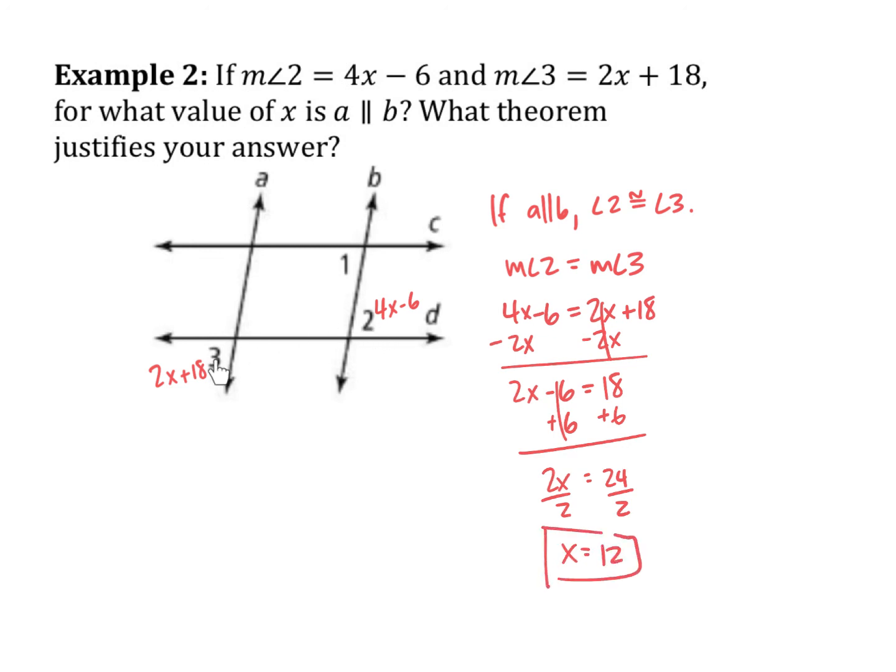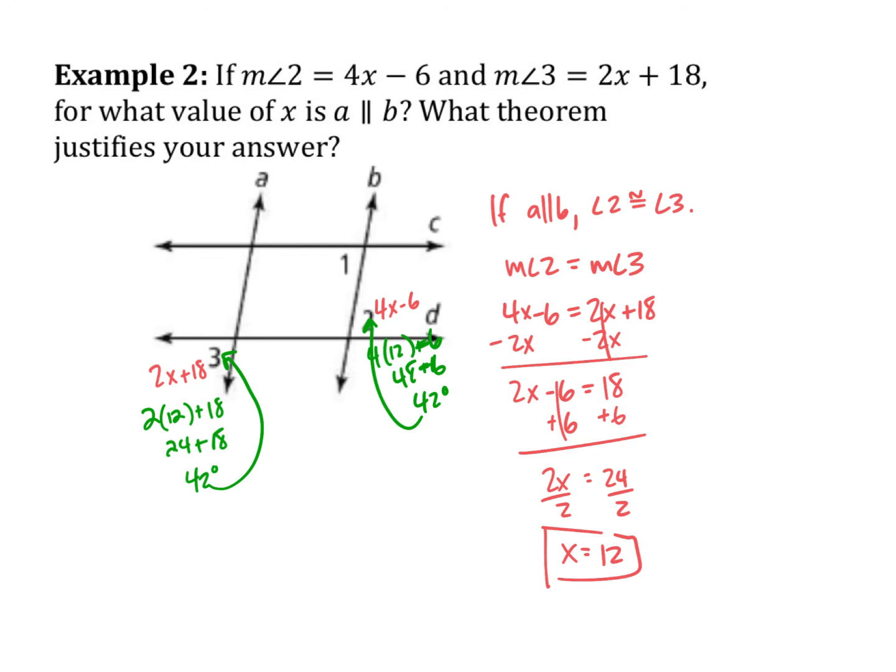That would make angles 2 and 3 congruent. Just to show you, this would be 2 times 12 plus 18, which is 24 plus 18, which is 42 degrees. This would be 4 times 12 minus 6, which is 48 minus 6, also 42. So that's 42, that's 42. My alternate exterior angles are congruent. And so if x equals 12, lines A and B would have to be parallel.